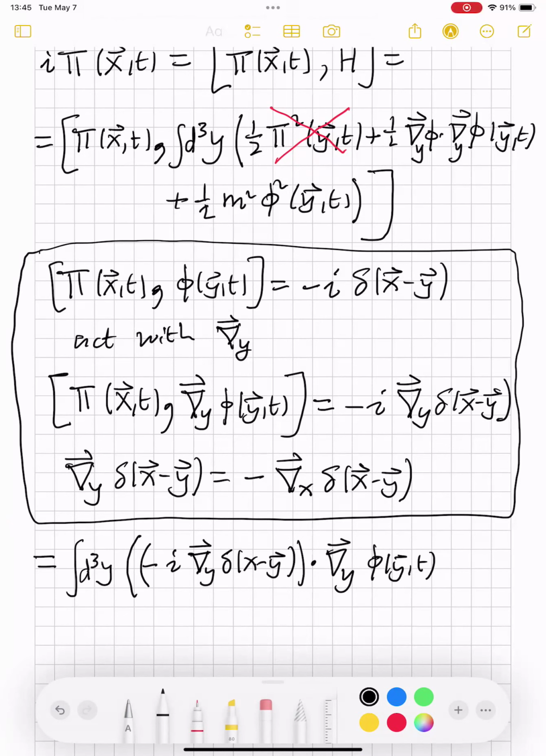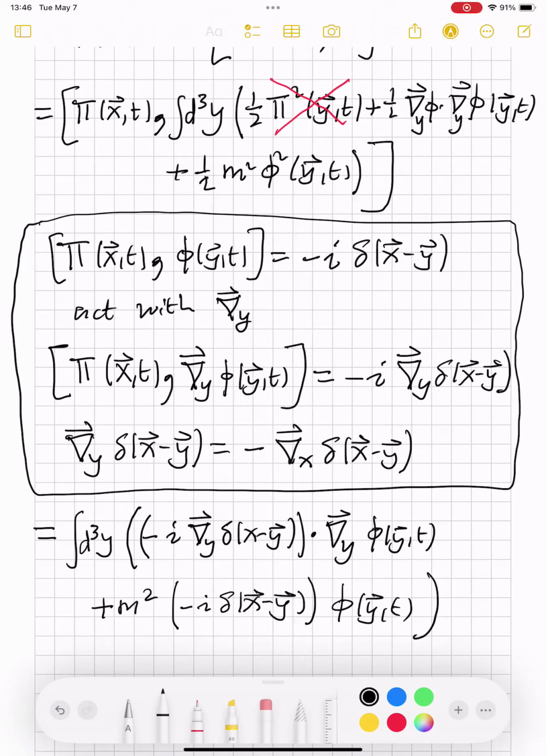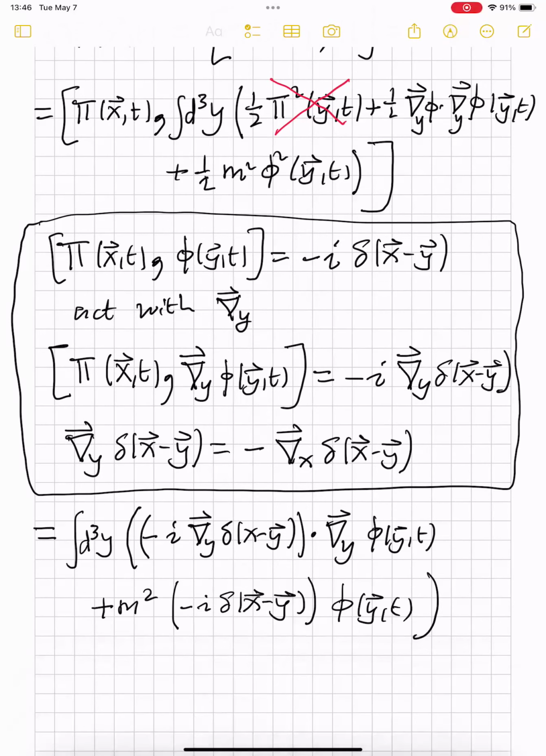And then we need the m squared term, and the commutator here is just minus i delta of x minus y, and then we will have phi of y and t. So to get this result, all that I have done is I've used the product rule again, and I have used the commutators shown in the black box on the screen. So now we want to integrate over y, and we will do that in a minute.